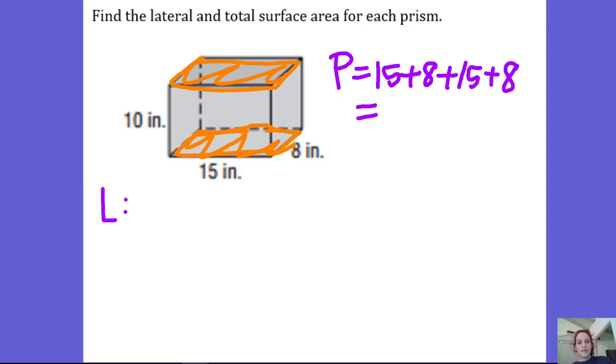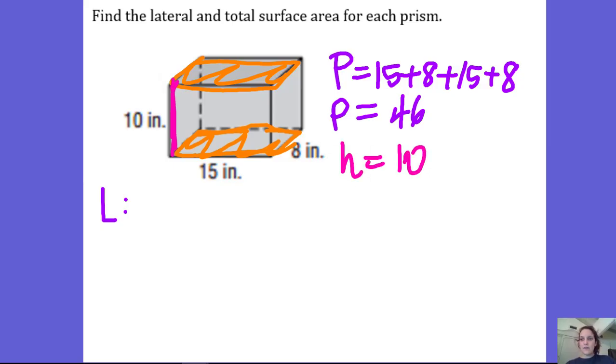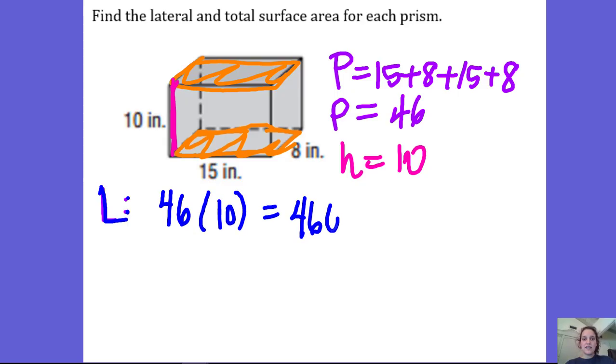So the perimeter of the base is 46. And then the height is what's connecting those two bases. So your height is 10. And so your lateral surface area is going to be the perimeter of the base, which is 46, times the height of the prism, which is 10, which is 460 inches squared.